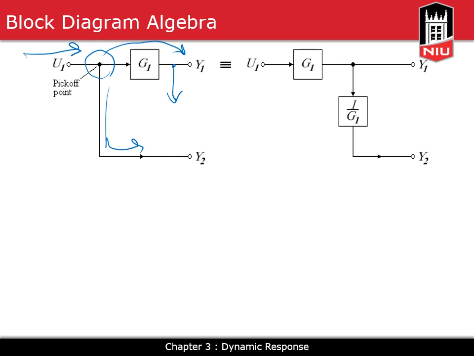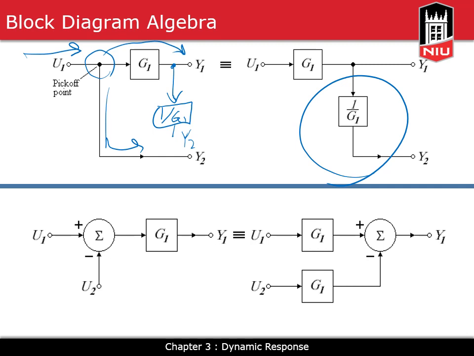So what I can do is to add a block here and multiply that by 1 over G1, or let's say divide that by G1. So just put 1 over G1 here. The signal that I'm picking up is now U1 times G1. I multiply that by 1 over G1. I get the same thing, Y2, the same Y2. So you can see the summary of this on the right. All you have to do when you move that pickoff point after the block is to multiply by a 1 over G1 after that pickoff.